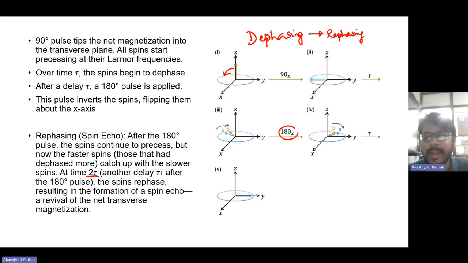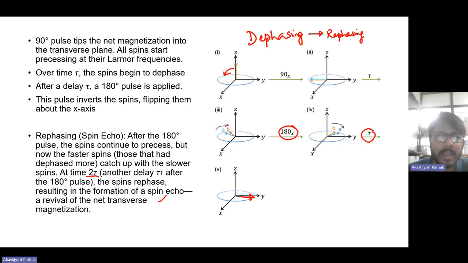After this 180-degree pulse is applied, we wait for another tau seconds, and in this tau, the faster spins will catch up with the spins that had a lower frequency, and the spins will rephase. Now both will be rephased, meaning they will be aligned with each other, and this results in the formation of a spin echo, a revival of the net transverse magnetization.